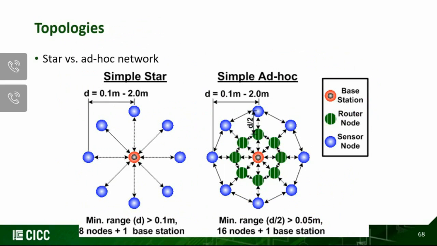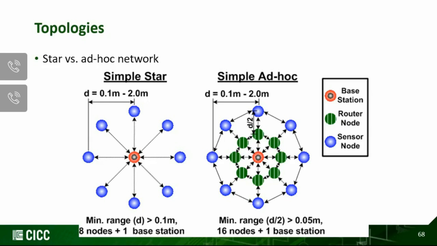For network, in the body area network, we can have largely two types of topologies. One is the simple star, where there's one base station with many sensor nodes, and the second is the simple ad hoc. Ad hoc means that there will be router nodes in between. So we can have the same distance from one base station all the way to the end peer node. However, in the ad hoc, there will be some routing relay network.